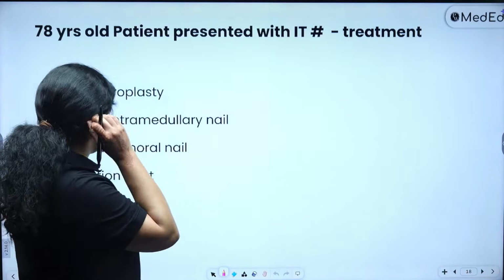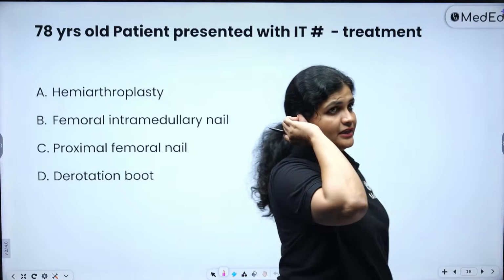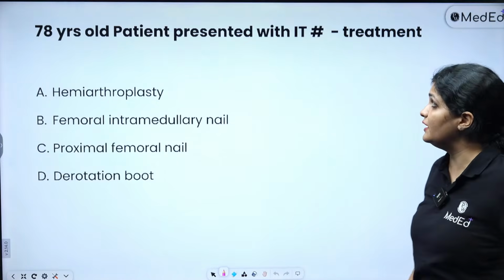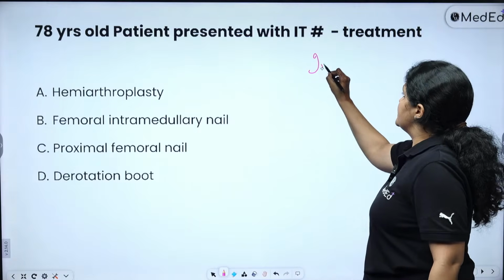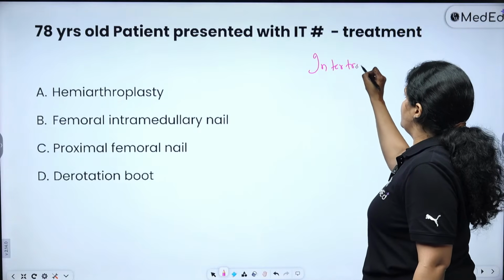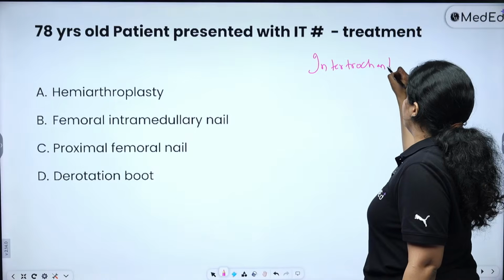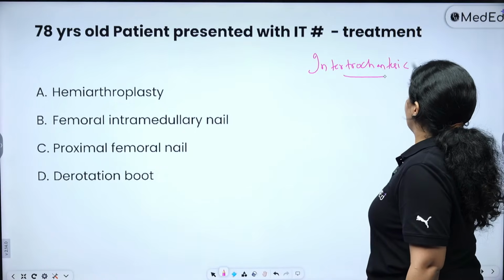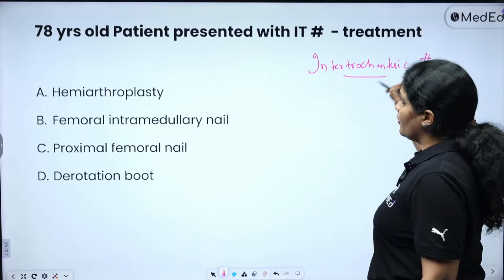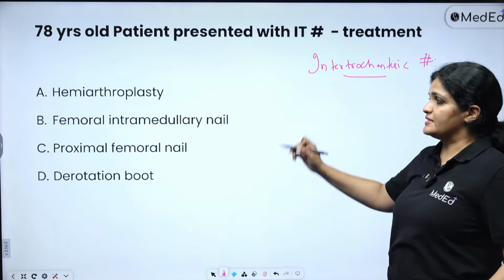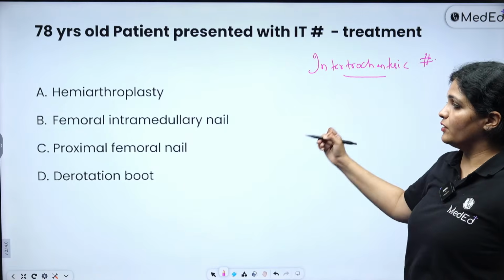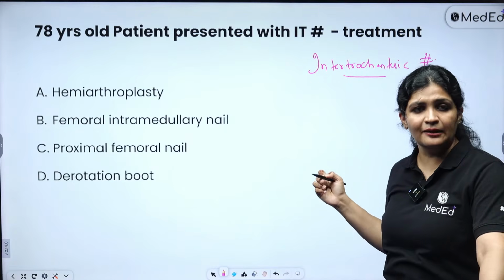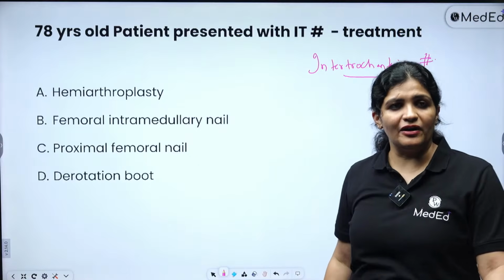Now moving on to the next. This is very important. A 78-year-old patient has presented with an IT fracture. What is the treatment? IT fracture is intertrochanteric fracture. Very, very important and frequently asked. So what could be the treatment of this? Is it hemiarthroplasty, or a femur intramedullary nail, or a proximal femoral nail, or a derotation boot? What would be the answer? Yes, quickly, I want everybody to answer.